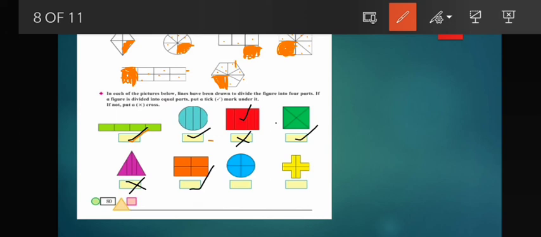Sorry children, I have made one mistake. This circle is also not divided into 4 equal parts, because these parts are smaller. This is divided into 4 equal parts and this is also divided into 4 equal parts. Okay.